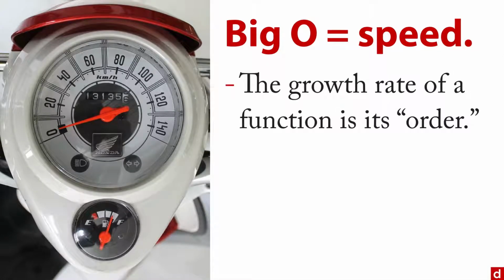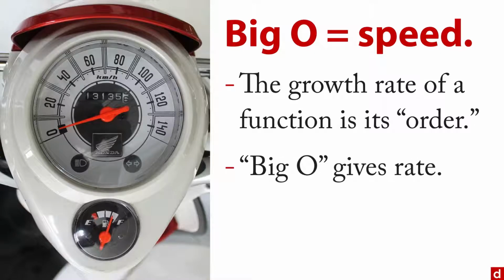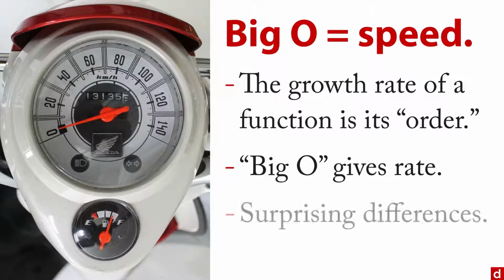If you want to be really precise, the growth rate of a function, how much more it requires as you add elements, is called its order. That's why it's BigO. That's for order. And BigO gives the rate of how things grow as the number of elements grows. And what's funny is there can be really surprising differences. Let me show you how it works with a few different kinds of growth rates, or BigO.